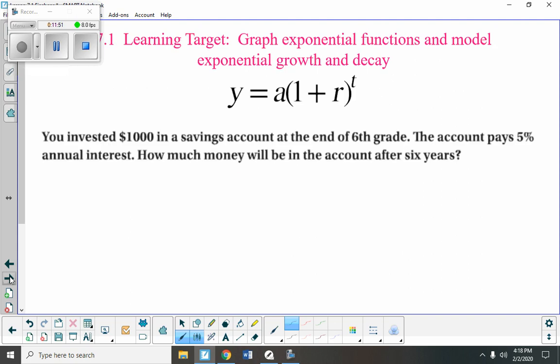All right, so here's an example. You invested $1,000 in a savings account at the end of 6th grade. The account pays 5% annual interest. How much money will be in the account after 6 years? So every year you're getting 5% interest.